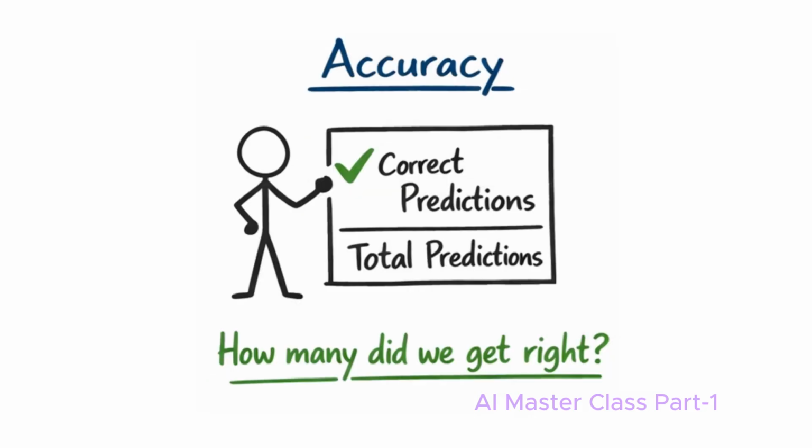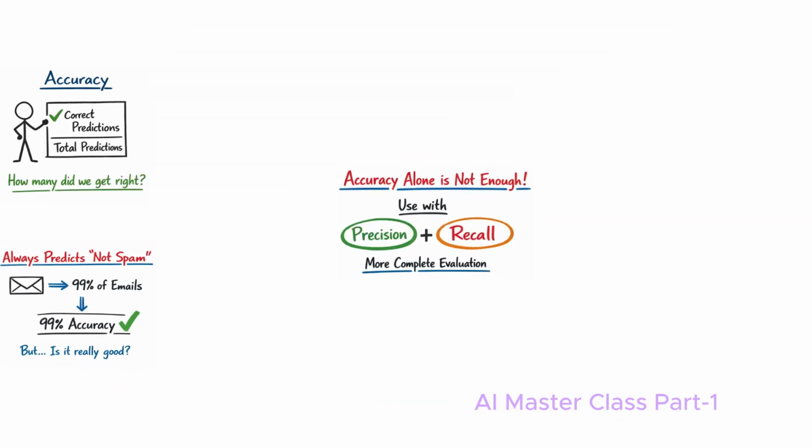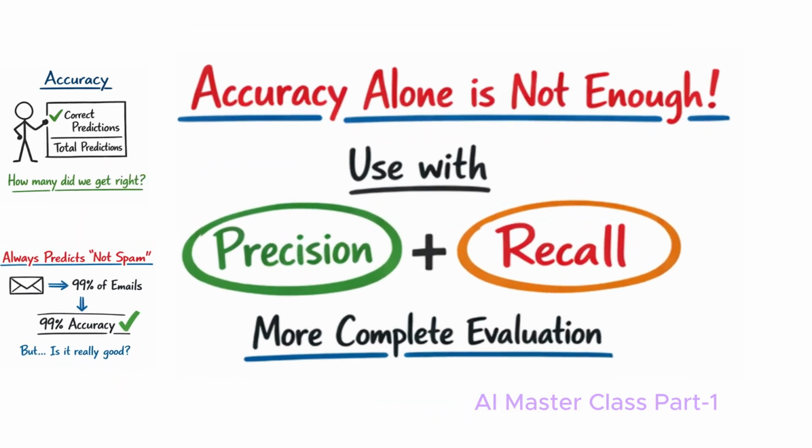Starting with the simplest metric, which is accuracy. Accuracy tells us how many predictions the model got right overall. But accuracy alone can be very misleading. For example, if we have a model that always predicts an email as not spam, and let us say 99% of the emails are not spam, then that model will have 99% accuracy. But alone, accuracy is completely useless. It is useful in combination with precision and recall metrics.